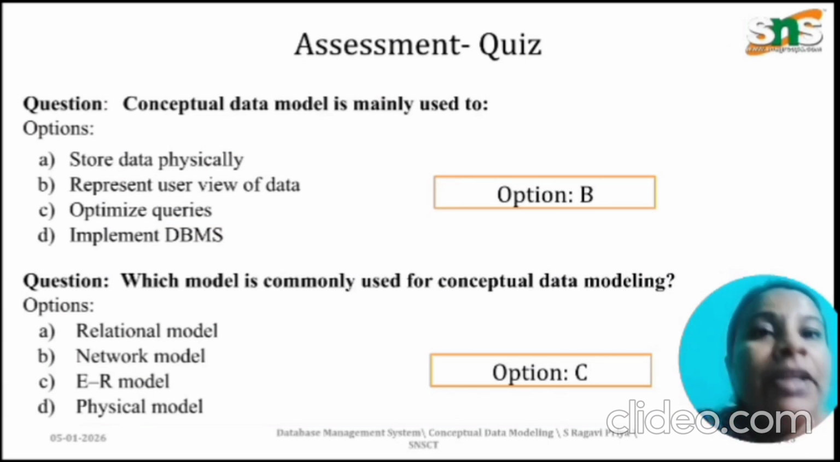So assessment question. Conceptual data model is mainly used to, the right option is represents the user view of the data. So question, which model is commonly used for conceptual data modeling? So the right option is option C, ER model. So ER model is the best example for conceptual data modeling.